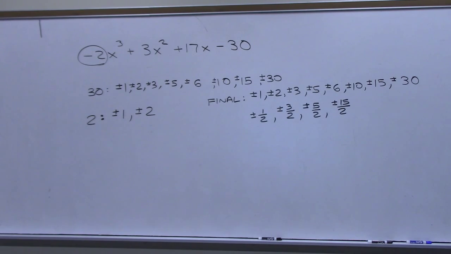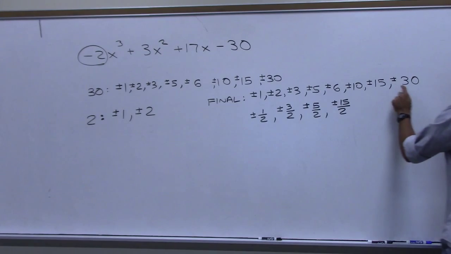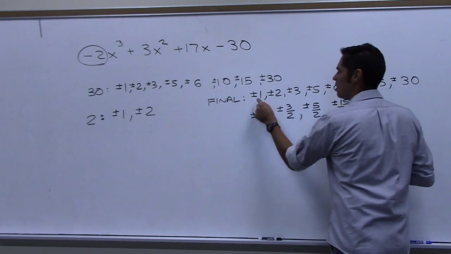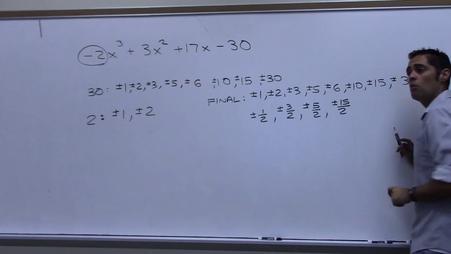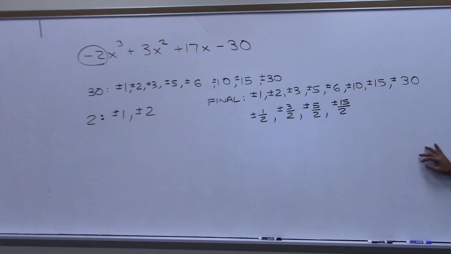So that's the final list. I now have 24 possible candidates. Yes? Would you be able to change it to decimal points? You could, yes. But I would leave them as fractions, at least in your list.